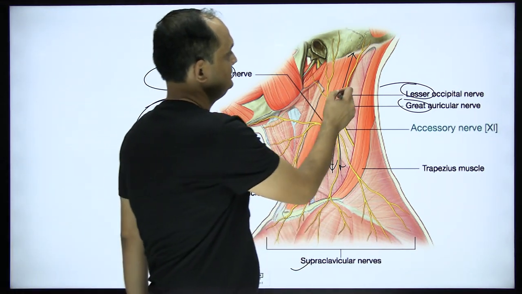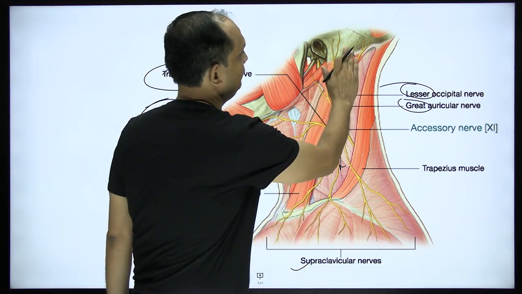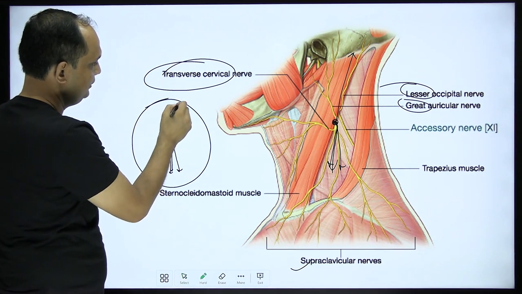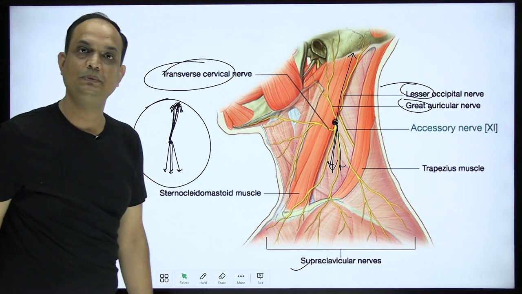The nerve which is going at almost the 12 o'clock position, going from here, what is it called? This is known as the lesser occipital nerve. This is the lesser occipital nerve, which is at the 12 or 1 o'clock position. It may be at the 12 or 1 o'clock position. This is the lesser occipital nerve.